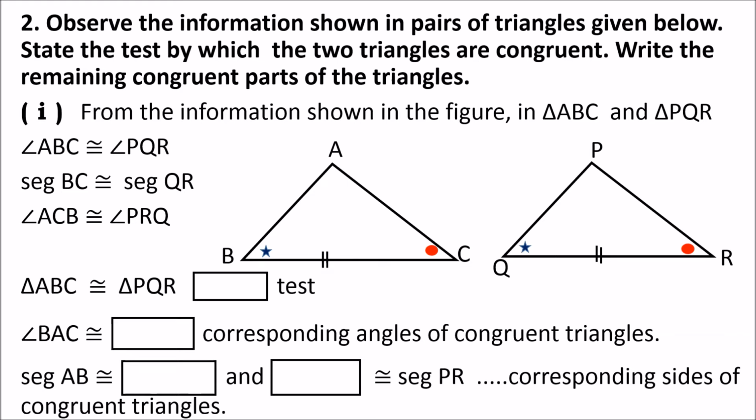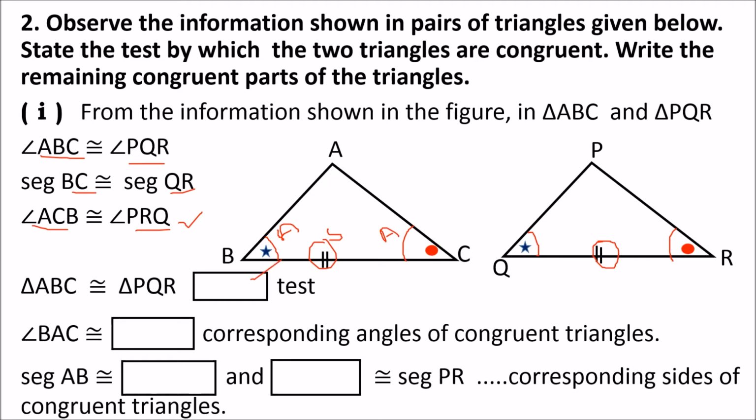You can see that here it is given that angle ABC is congruent to angle PQR. These two angles have the same kind of mark. It is given that these two angles are congruent, and side BC is congruent to side QR. Angle ACB is congruent to angle PRQ, as these two angles have the same kind of mark. Therefore these two triangles are congruent by the angle side angle test. So what we will write here is angle side angle test.